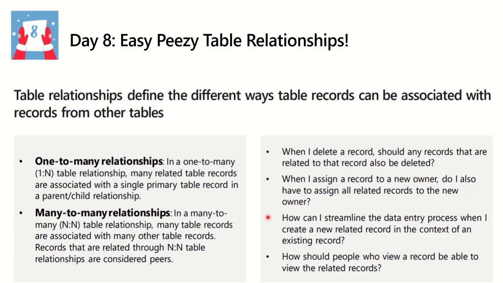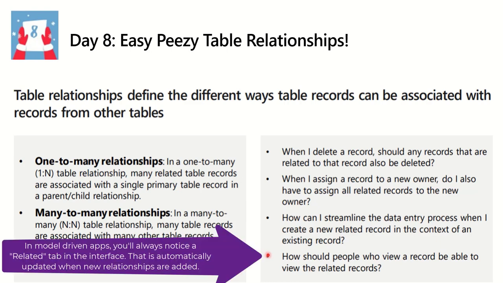In other words, if I add a new something, a new contact or a new contract or whatever, it should be associated to the parent record that I'm looking at in context. And then finally, how should people who view a record be able to view the related records? There are many ways to do this in Dataverse, especially because you have the options of a model-driven app, a custom page, or a Power Apps app.